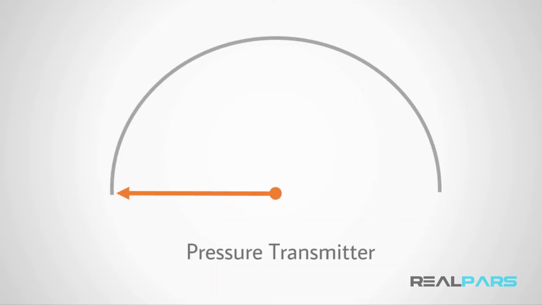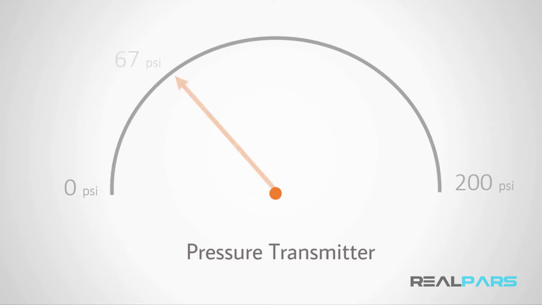For instance, if we want to measure the oil pressure by means of a transmitter, the value that the transmitter gives us is an analog value. For example, if our range is between 0 to 200 psi, the value that the transmitter gives us could be anywhere between 0 to 200, such as 0, 67, 180, or any other value in this range.